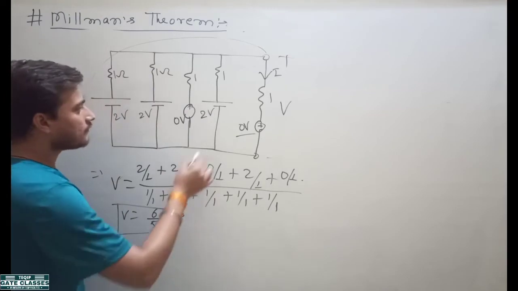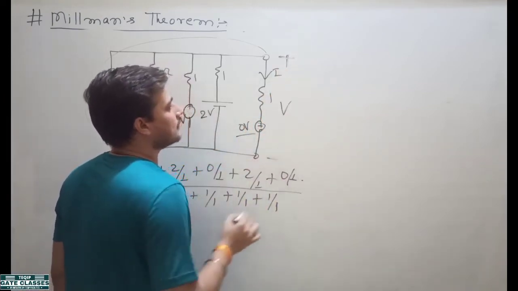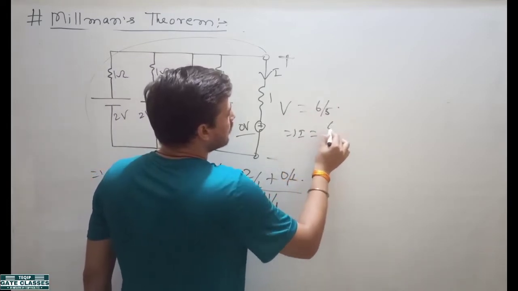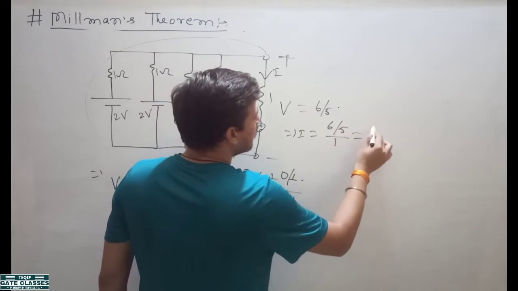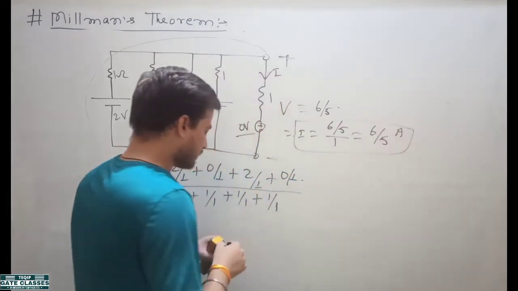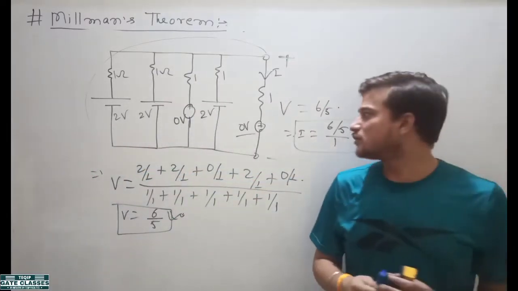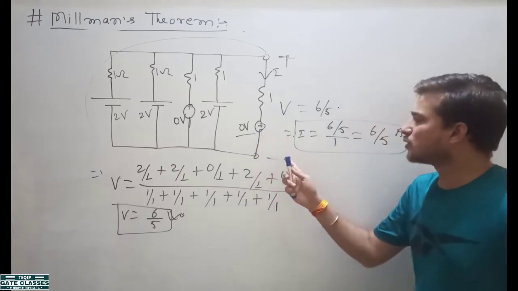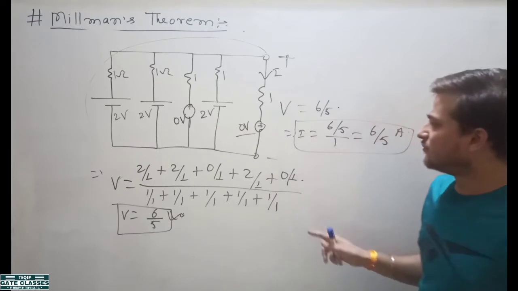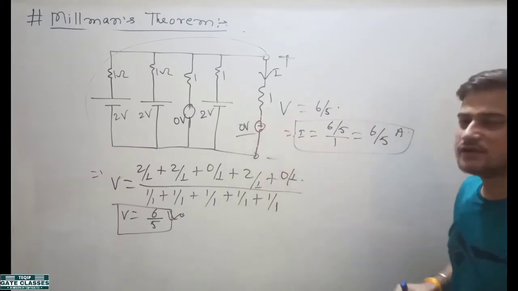Clear? If V is equal to 6 by 5 volt, that means you got this voltage directly. So then current I will be equal to 6 by 5 divided by 1, that means 6 by 5 ampere. Clear? So here you have no need to remove the source, remove the load. You can directly apply Millman's theorem. Just you have to assume the voltage across this resistor as 0 volt.